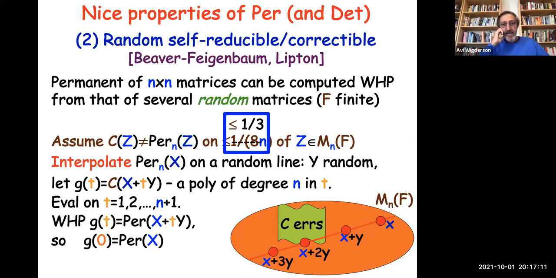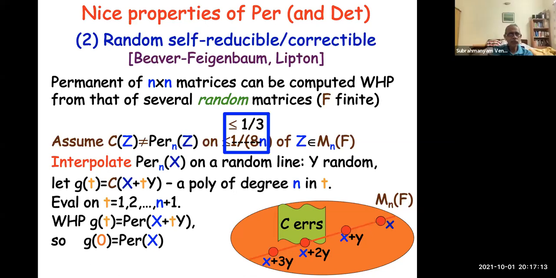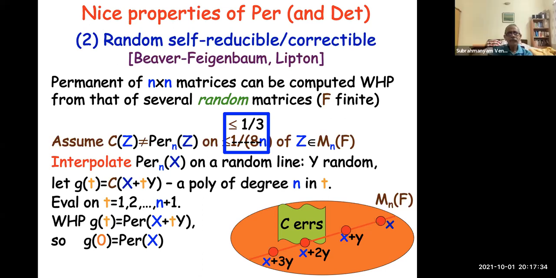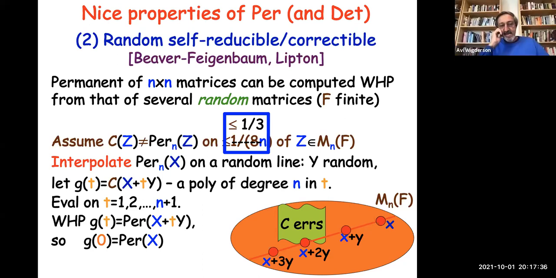Here you assume you have a circuit. If you're a bit confused, I'll talk about it on the next slide. But I just want to point out, if you think that 1/8n is too harsh a demand, you can even make it 1/3 using coding theory. Even if your circuit makes 30% mistakes, you can recover from it in a slightly more clever way.